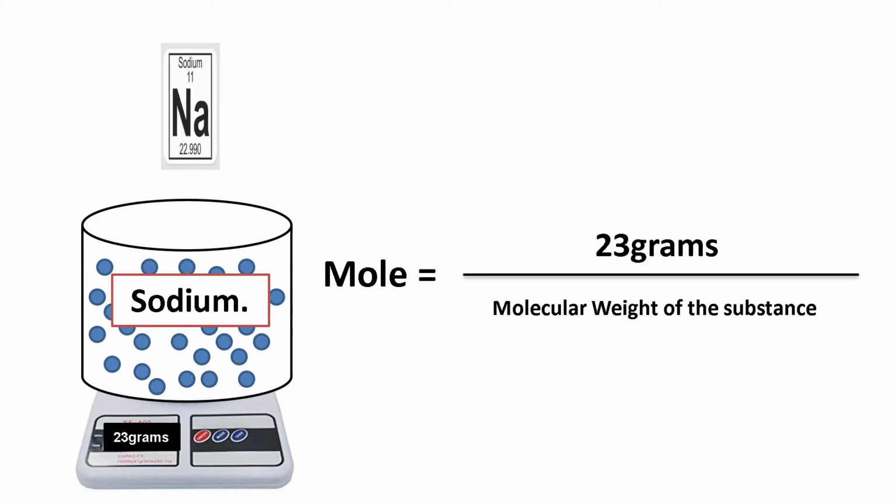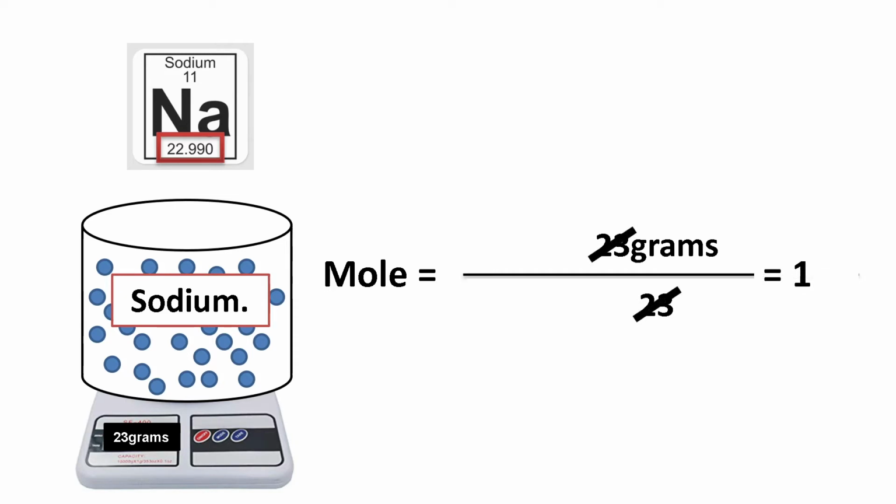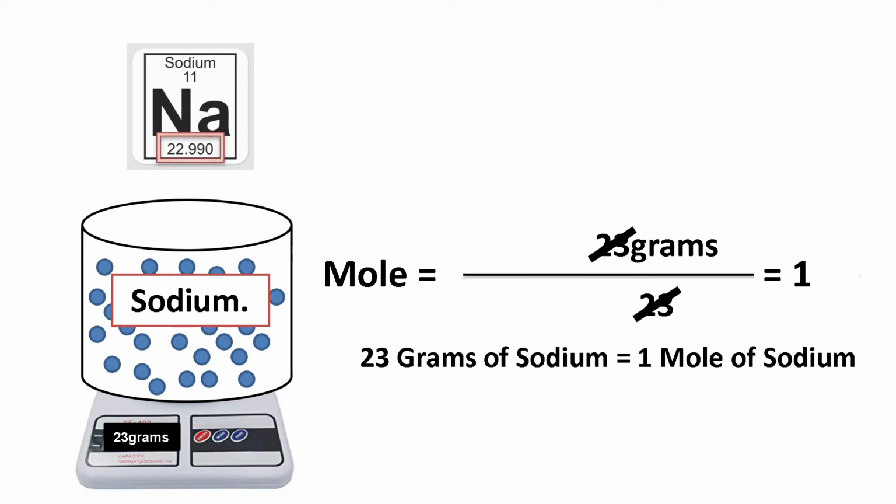To know the atomic weight of the substance, we refer to the periodic table. You can see now that the atomic weight of sodium is approximately 23. So 23 is placed in the denominator. Therefore, the answer is 1 mole. That means 23 grams of sodium is equal to 1 mole.